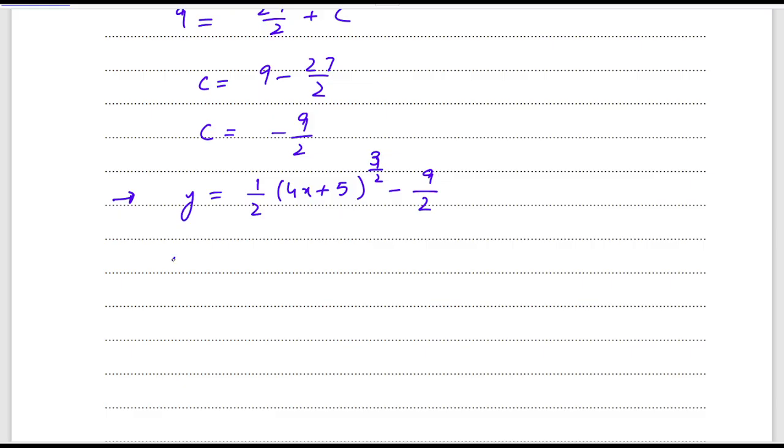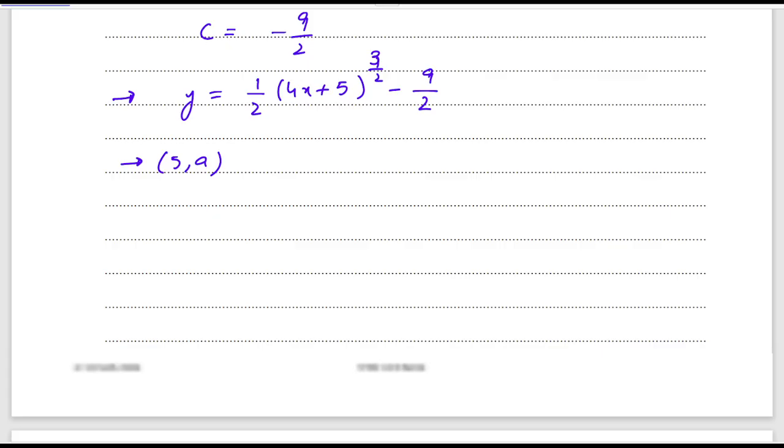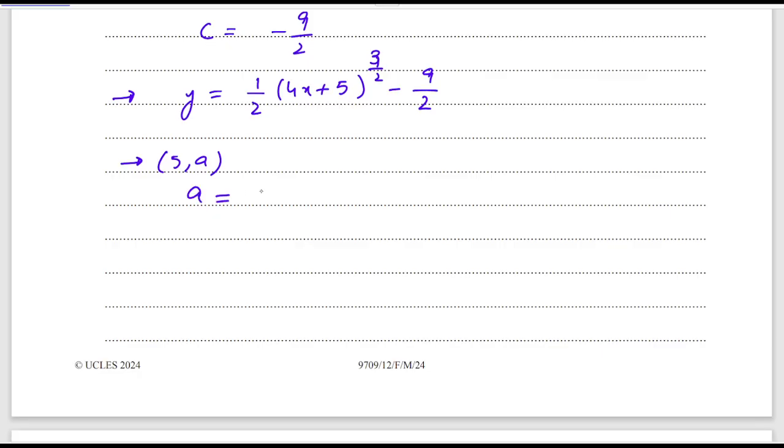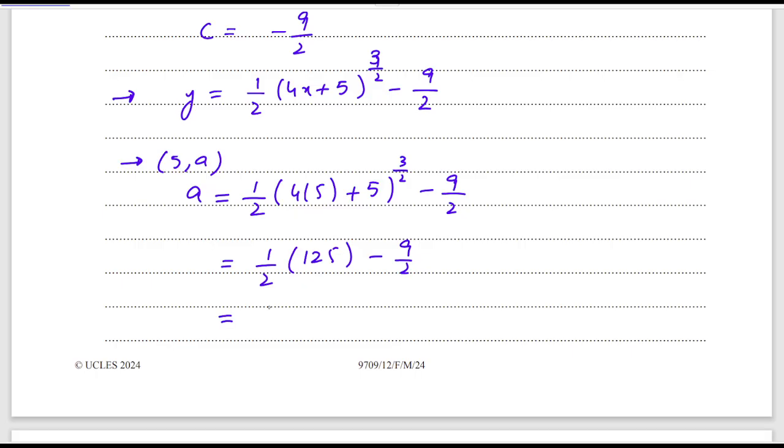Now since the point 5, a is on the curve, put x equals 5 and y equals a into the equation of the curve. So a is equal to 1 by 2 times 4 into 5 plus 5 raised to the power 3 over 2 minus 9 over 2. Just use a calculator. By using a calculator, this expression is 1 over 2 times 125 minus 9 over 2, which equals 58. So the value of a in this question is 58.